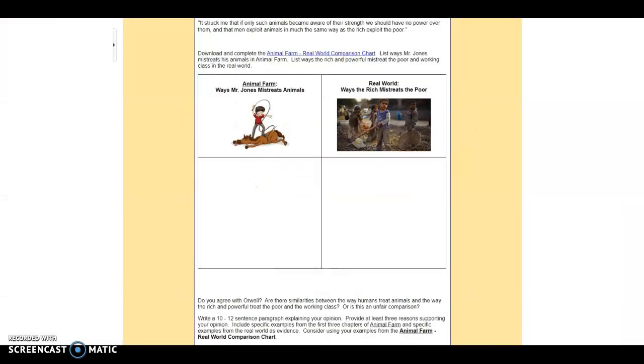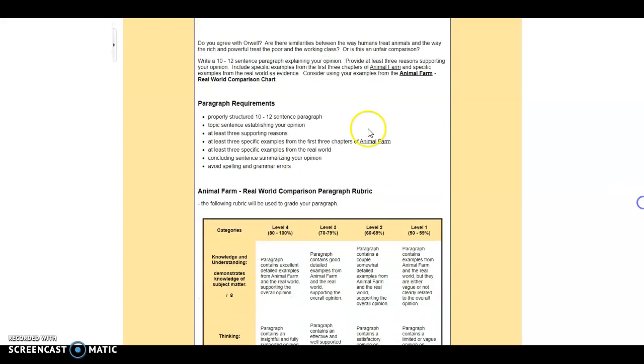Okay. Once we've got those ideas down on paper, we move down to the second part here, or the actual assignment. It says, do you agree with Orwell? Are there similarities between the way humans treat animals and the way the rich and powerful treat the poor and the working class? You could agree or disagree. You might think that this is an unfair comparison. But George Orwell has based this entire book in a roundabout way on this idea. The way the animals are treated in the book is supposed to represent the way that the poor and working class are treated in the real world.